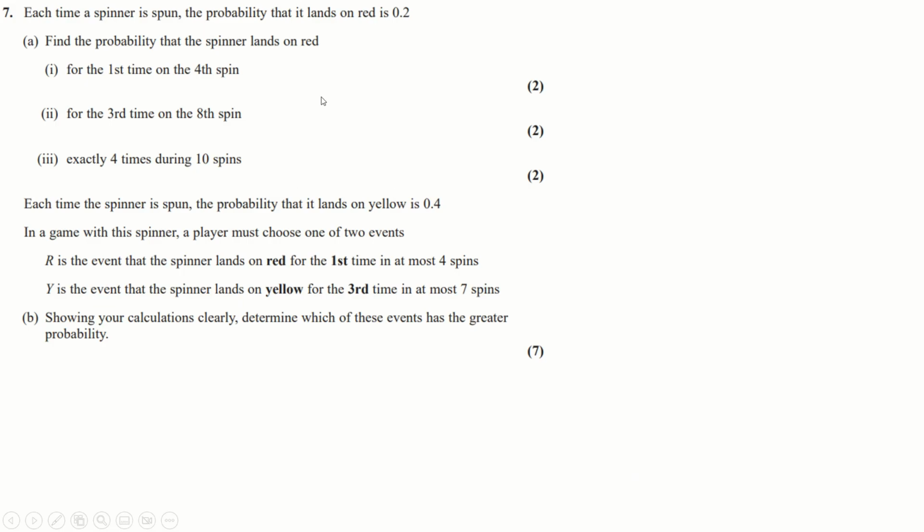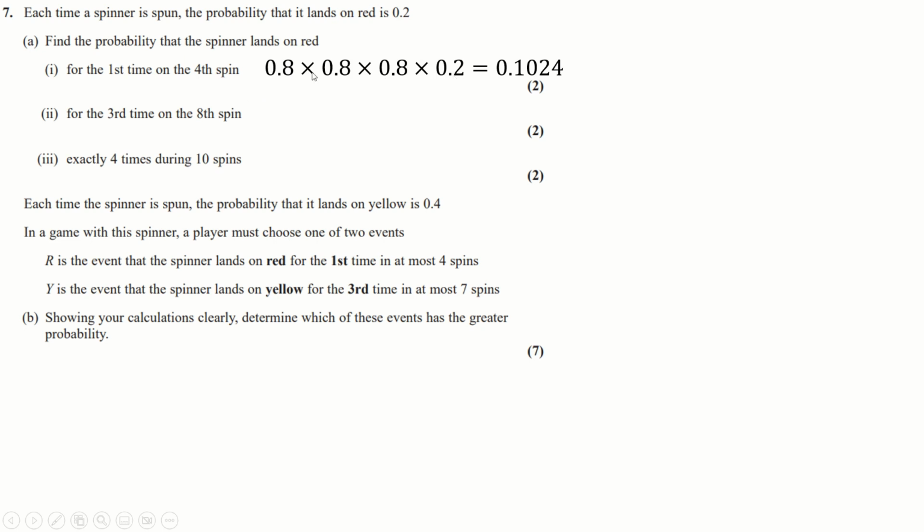But actually, you can just do this with vibes. It's actually a very straightforward last question. For the first time on the fourth spin, one way to think about that is that you just need to dodge a red three times, right? You just need to dodge it, dodge it, dodge it, and then get it. So if you're getting a red on the fourth spin, you must dodge it, you must dodge it, you must dodge it, probability 0.8, and then you must hit it, which is just this.